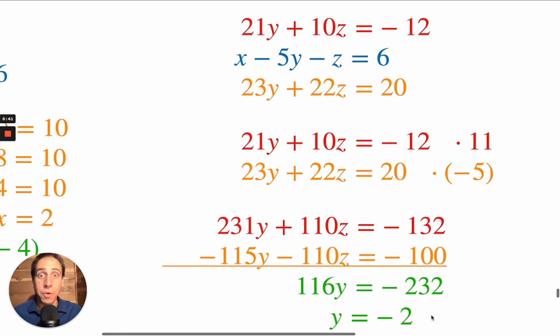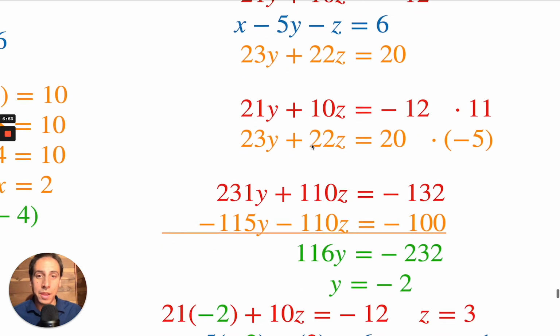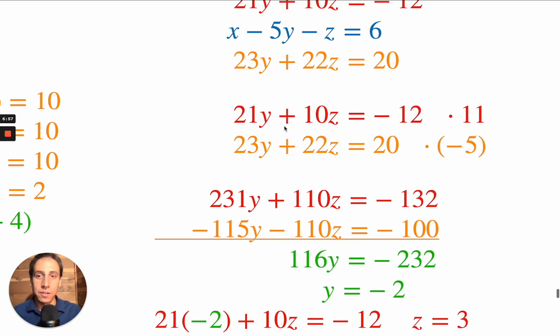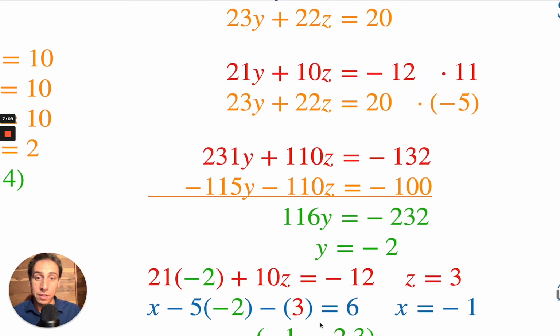Now that we know one of the variables, we can plug it back into one of these equations right here that only has y and z. Don't plug it back into one of the originals because it won't help you figure out what z is. But if you plug it back into this equation, you get 21 times negative 2 plus 10z is equal to negative 12. And if you solve all that, you get z is equal to 3.